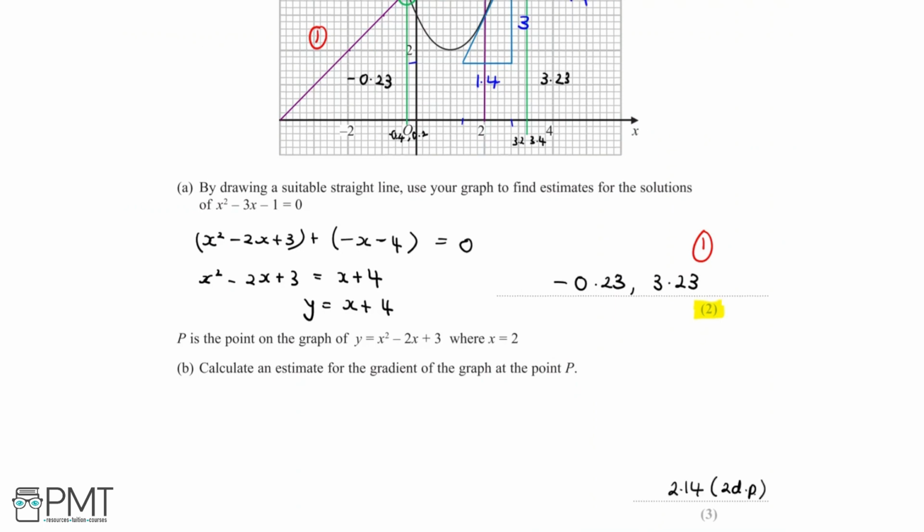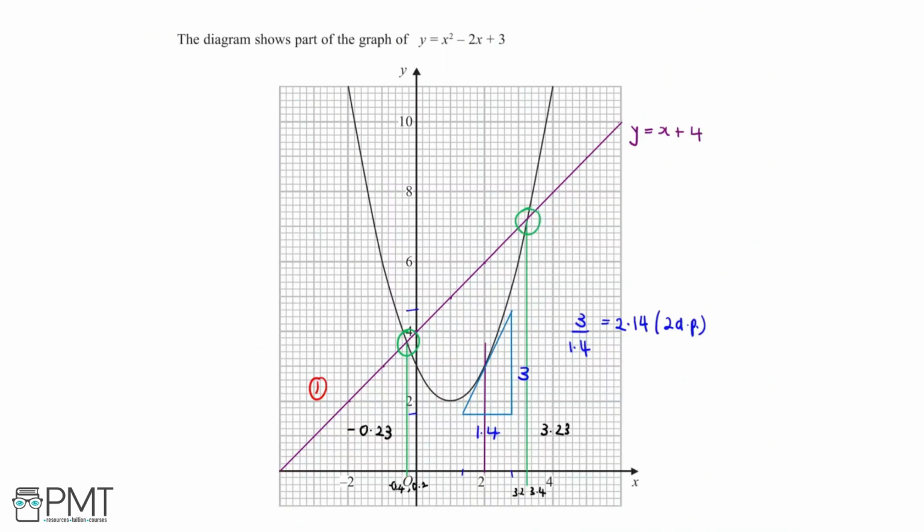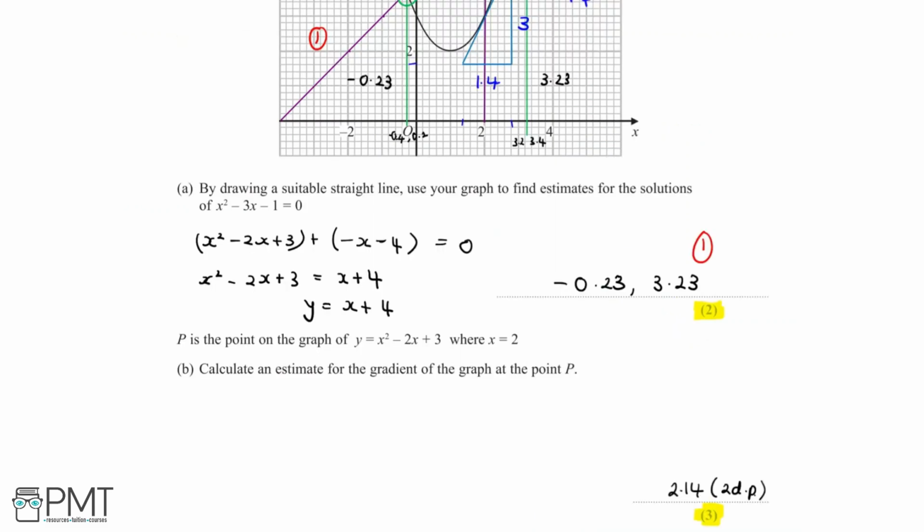Now part B is worth 3 marks, so let's take a look at where these marks are allocated. The first mark is for drawing a tangent to the curve at the point x equals 2, which we've shown over here. Now the second mark is for a method to find the gradient of the tangent by doing the change in y divided by the change in x, which we've clearly shown over here. And the third and final mark is for an answer in the range 1.6 to 2.5, and our answer of 2.14 falls within this range, which allows us to get the third and final mark needed to get full marks on this question.